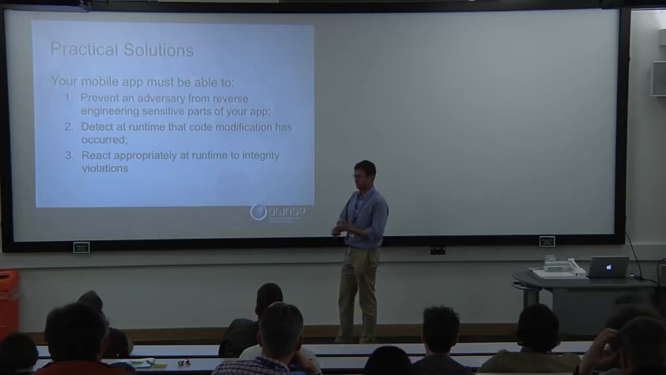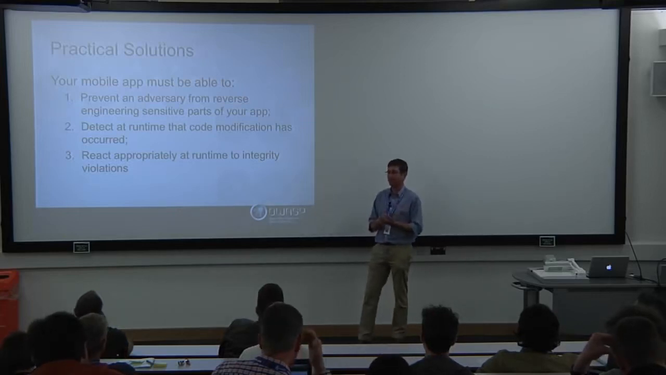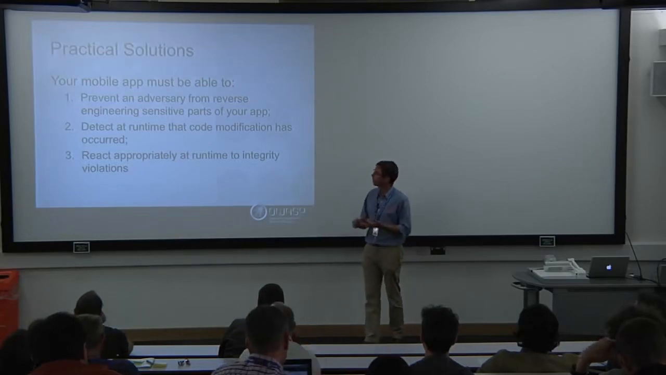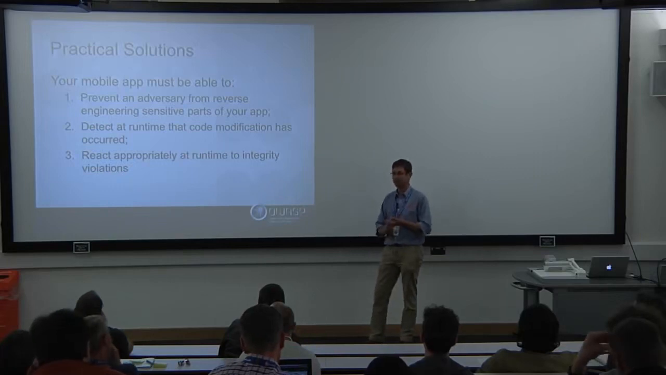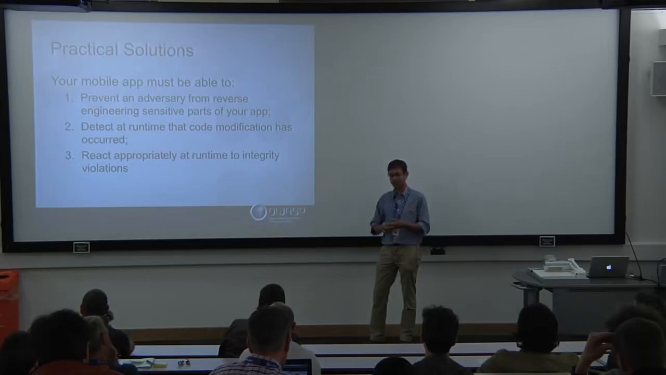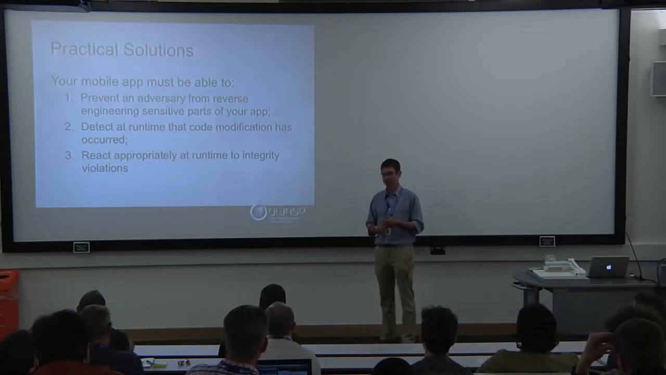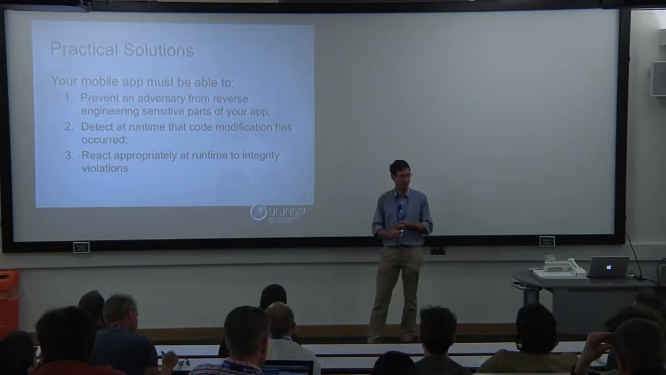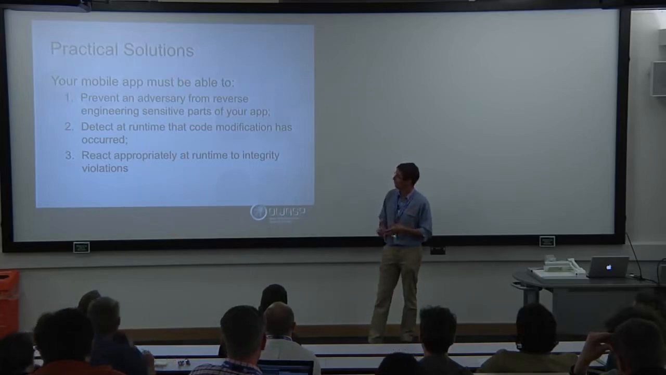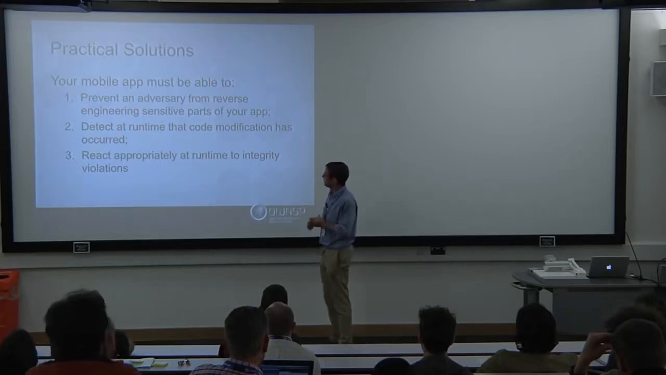You need to stop someone reverse engineering it for a start, because that's the very first step they're going to take if they want to do anything to it. Then you need to look at your code at runtime, not just when the OS loads it, and potentially some of the other files around it as well. I can never remember the alphabet soup of plists and whatever else there is, all the different properties files around the app that can control what it can do. And it needs to react appropriately.